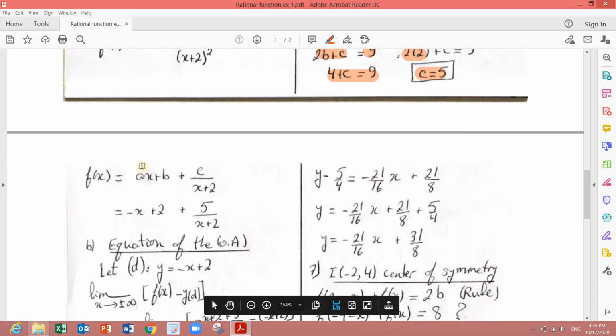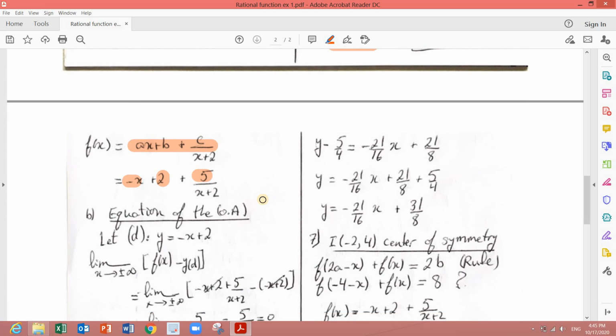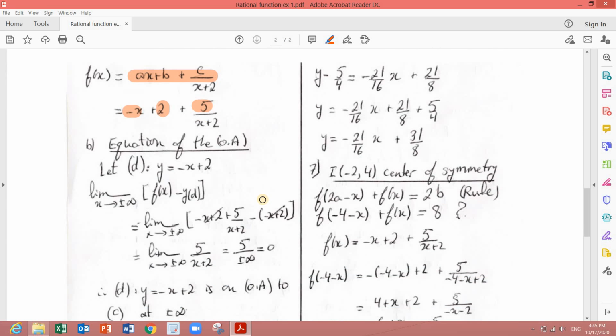So, as a conclusion, f(x) equals ax plus b plus c over x plus 2. a is minus 1, so we get minus x. b is 2, we get plus 2. And c is 5, we get 5 over x plus 2. So f(x) equals minus x plus 2 plus 5 over x plus 2. This form helps us to calculate the equation of the oblique asymptote.